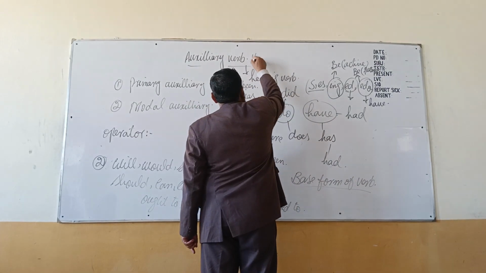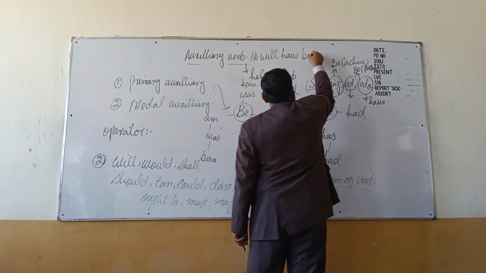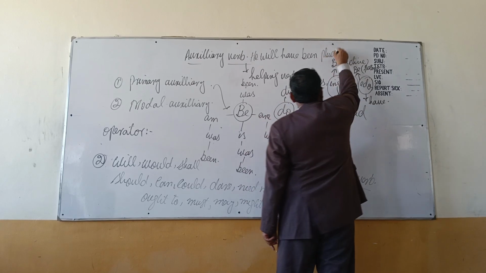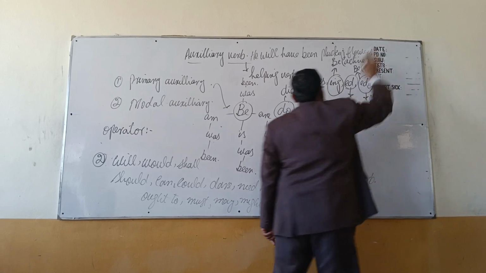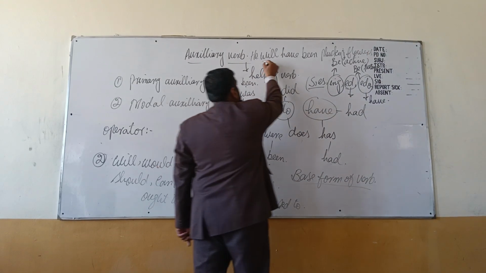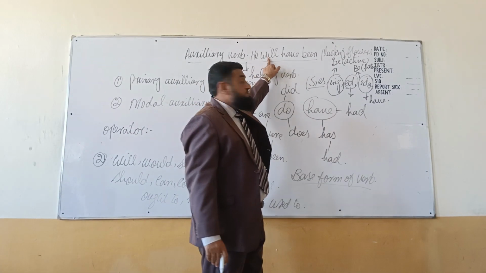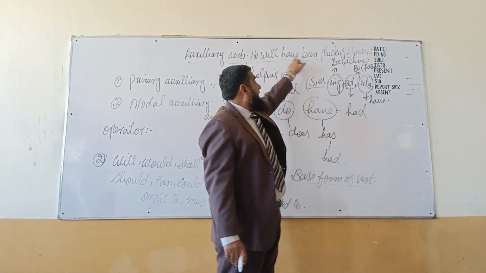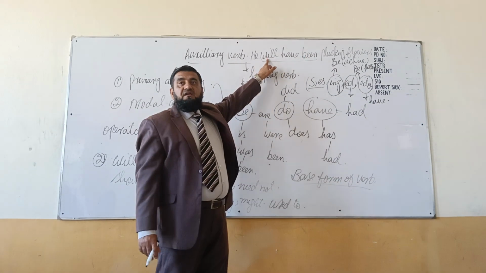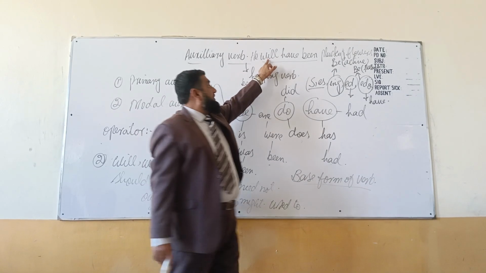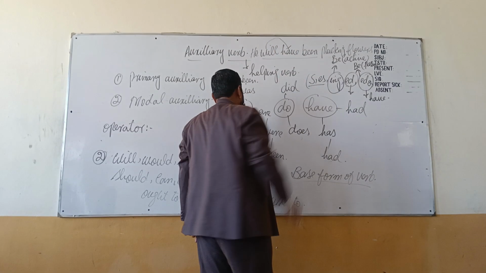Now I will explain in just one sentence, and inshallah you will grasp the point. That one sentence: he will have been plucking flowers from the garden. We are dealing with these three auxiliaries: modal auxiliary will, primary auxiliary have, primary auxiliary been. So after a modal auxiliary, the base form will be there.